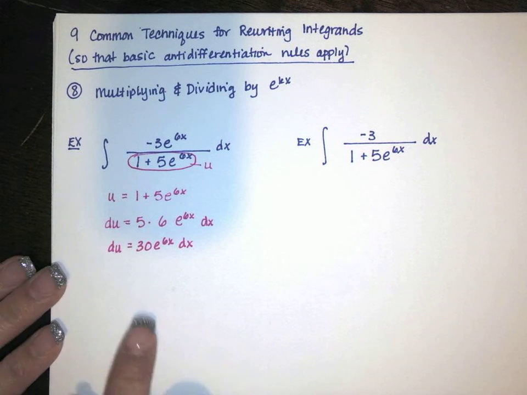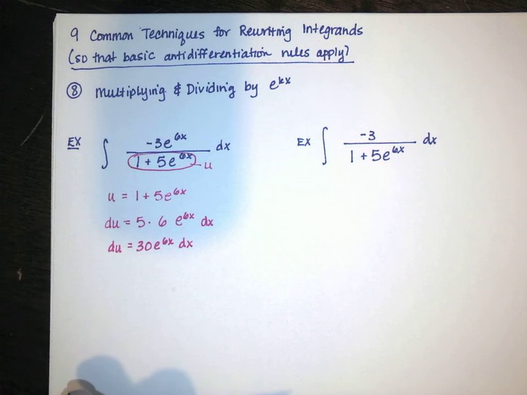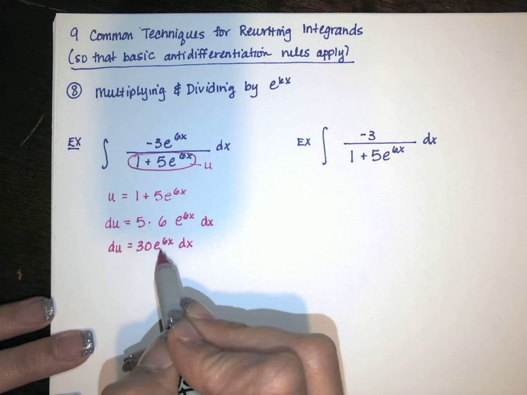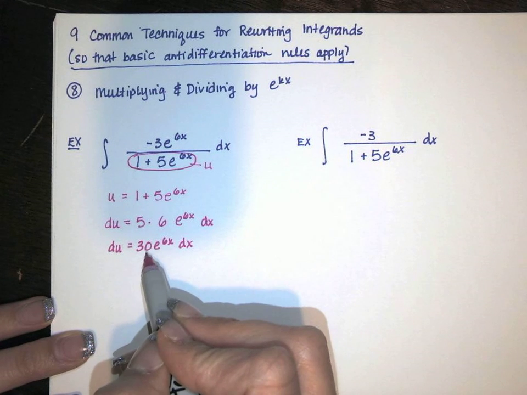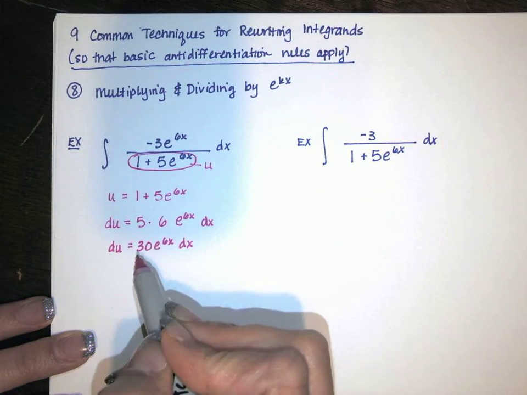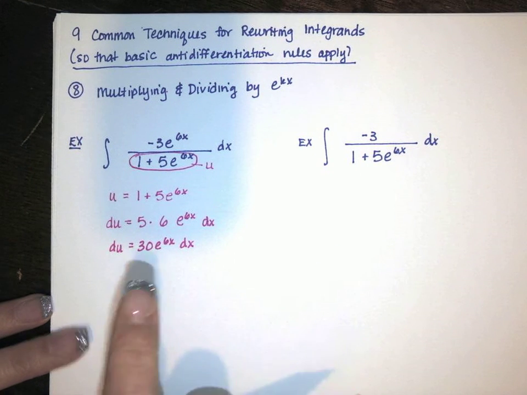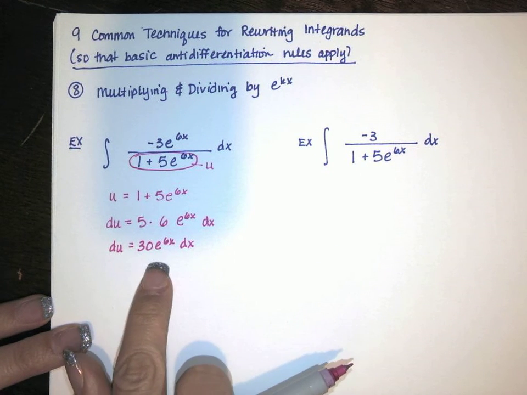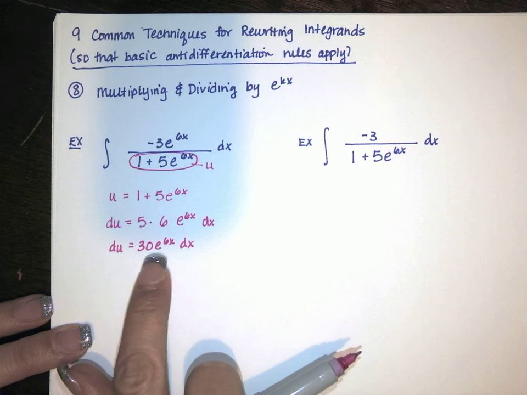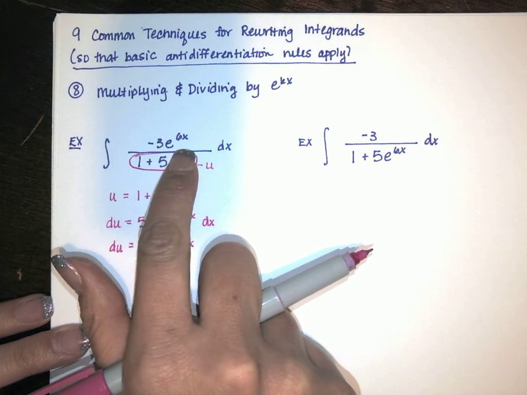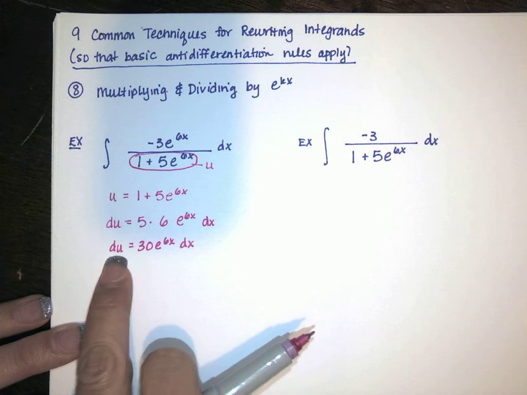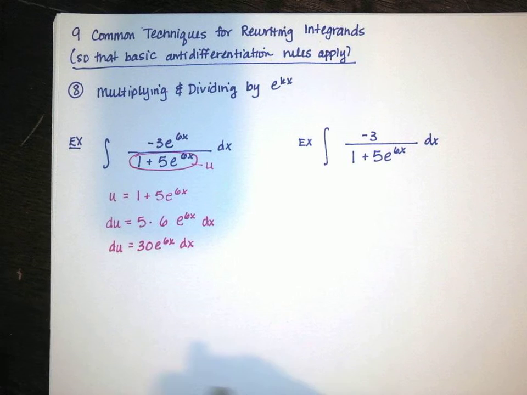Now, at this point, I've got 2 options for writing my integral in terms of u. Either I can take this equation and solve for e to the 6x dx, dividing both sides by 30, and then replace this e to the 6x dx with 1 over 30 du. That's one option. Or I can think about how to manipulate this so that when I'm done, I don't have a 30 times e to the 6x dx. I would really like to have a negative 3 times e to the 6x dx. If I want a negative 3 there, well, I can make that happen if I divide both sides by negative 10. So that's one possibility.